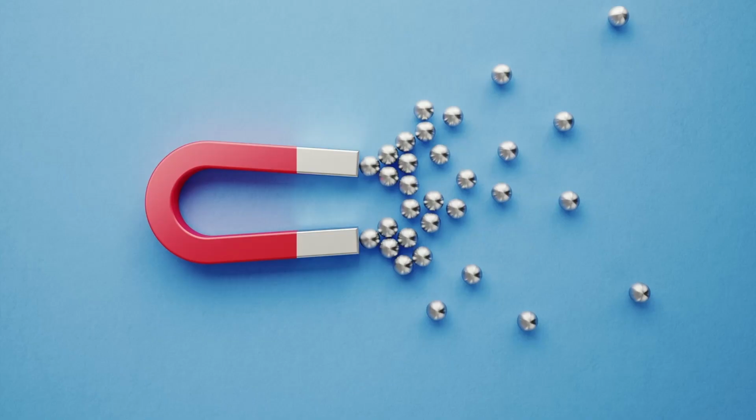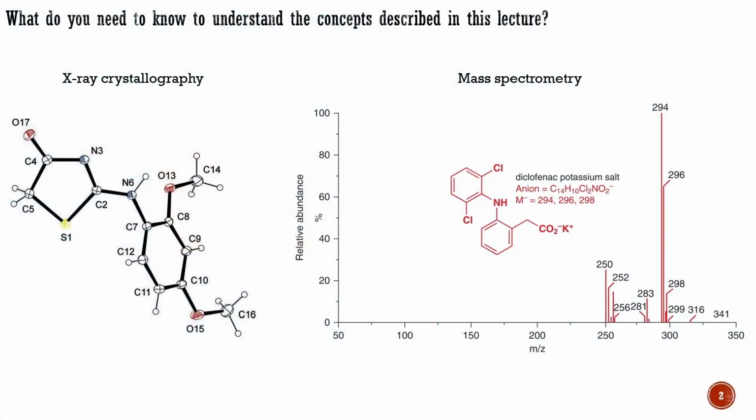Hello everyone, and welcome back to the series of lectures focused on the main spectroscopic techniques used in the determination of the structure of organic molecules. So far, I have mainly concentrated on the description of X-ray crystallography and mass spectrometry, which are powerful tools for determining the shape and weight of organic compounds.